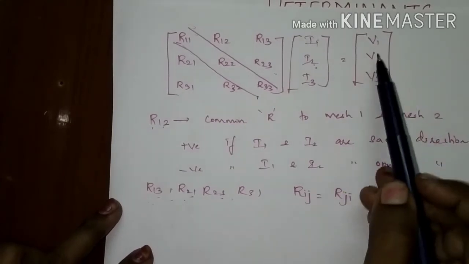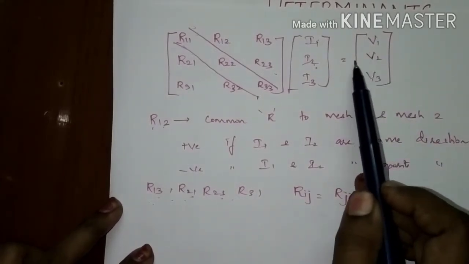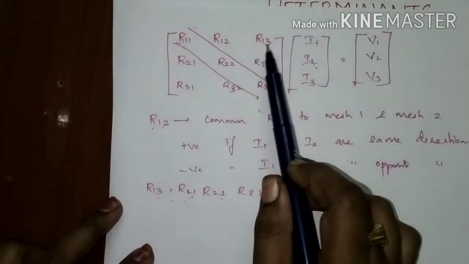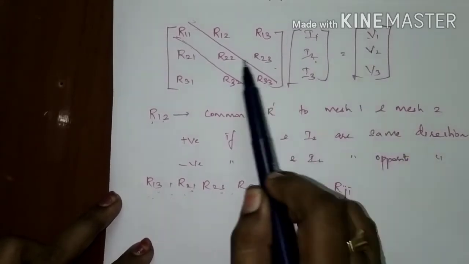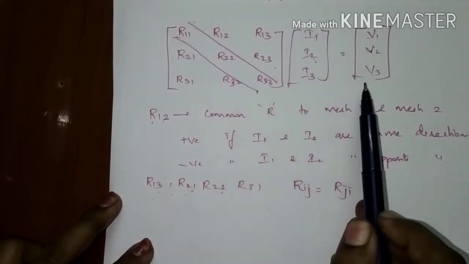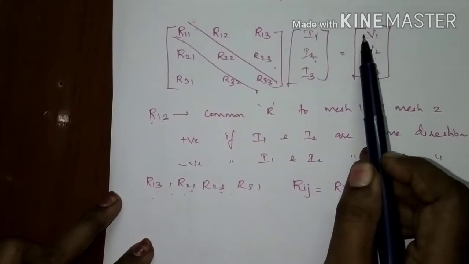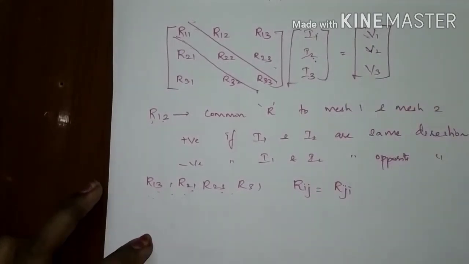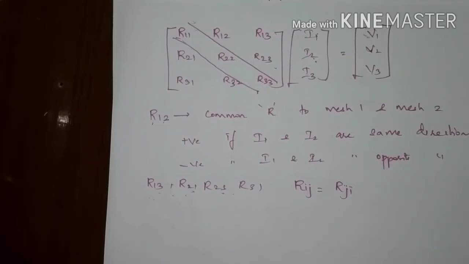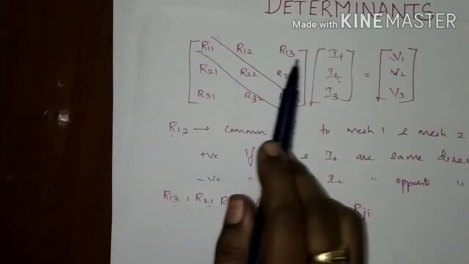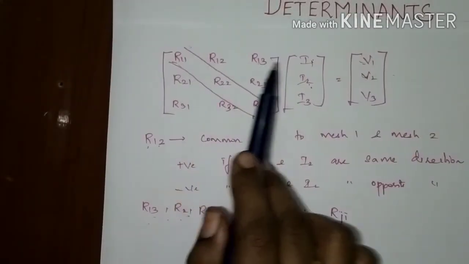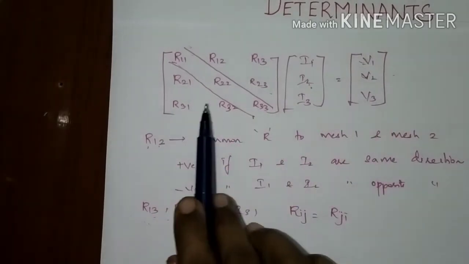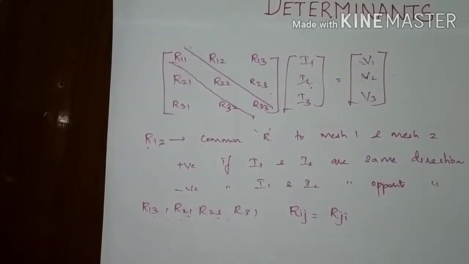Element V is a voltage matrix, a sum of all the voltages in the meshes. In the first mesh, V1 is the voltage, in the second mesh, V2 is the voltage, and in the third mesh, V3 is the voltage. Each of V1, V2, V3 is the sum of the voltages present in each mesh. The matrix is formed according to Ohm's law and KVL applied in the circuit.